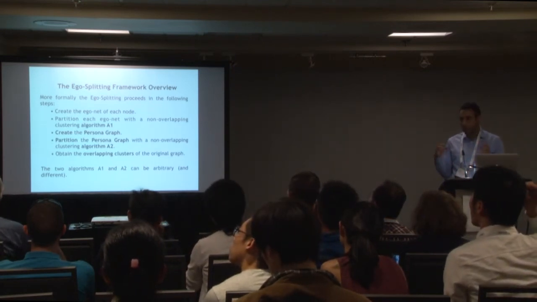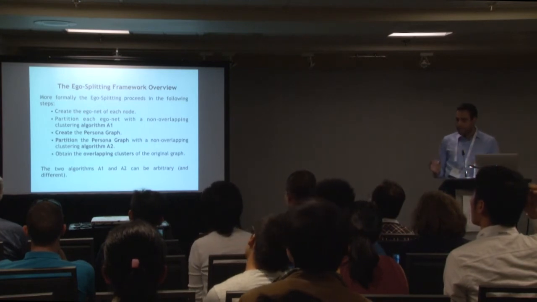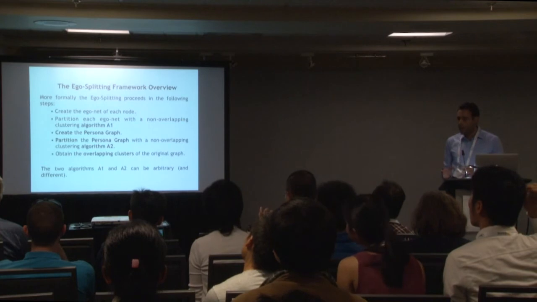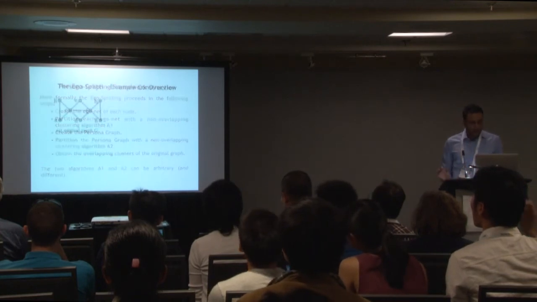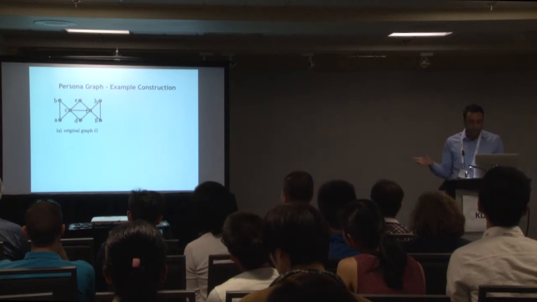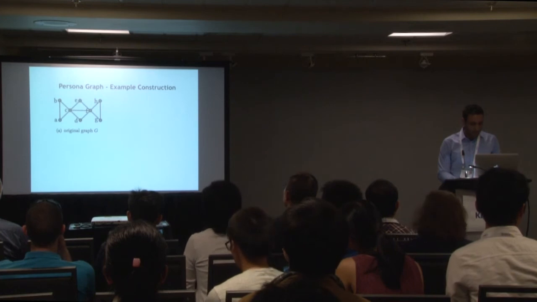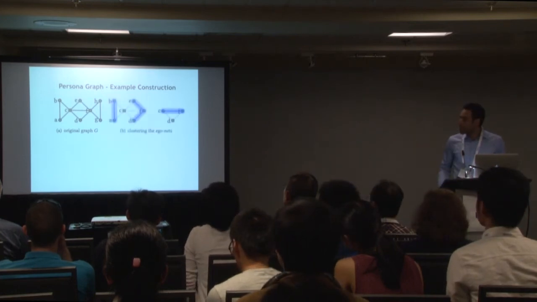Let's call this algorithm A2. And finally, based on these non-overlapping clusters of the persona graph, we will obtain overlapping clusters of the original graph. Now, let's look more precisely at how the persona graph is defined. Here is an example of the original graph, which is undirected for this talk.